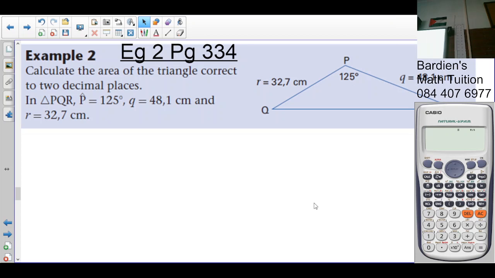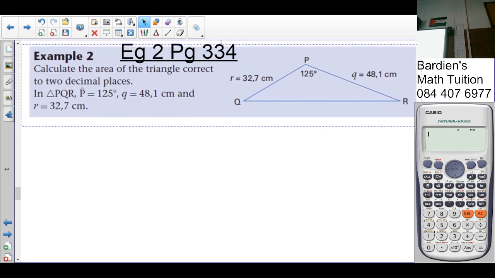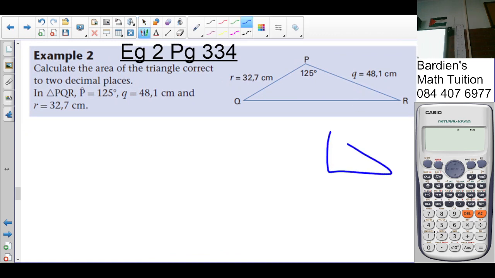So it doesn't matter if the base doesn't have a measurement. According to the formula, we just need two lengths and an included angle, which we do have. Because look at it this way: if that was 3, 4 and that was 5, and they asked you to work out the area of this triangle, it's just half base times perpendicular. You didn't need that 5 anyway. So why are you worried about not having a length at QR?